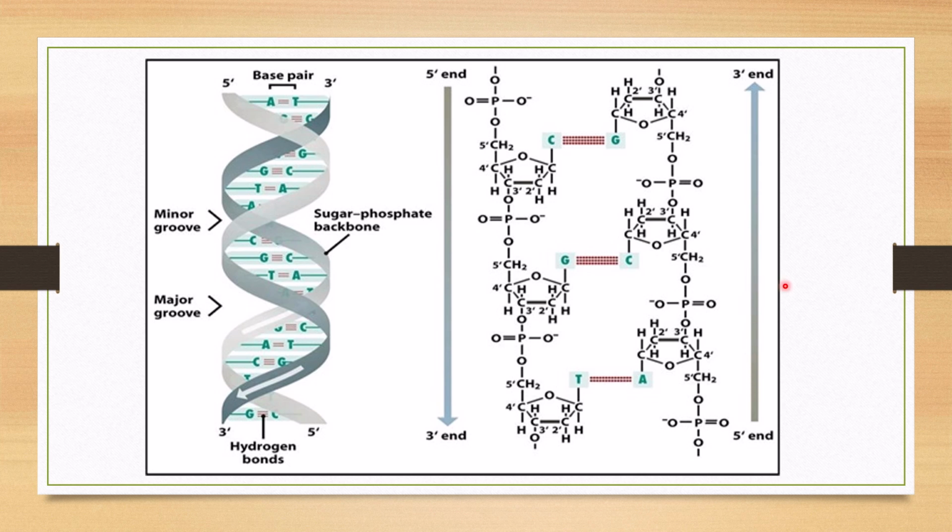So as we can see, the sugar phosphate makes up the backbone, whereas the bases are found within the sugar phosphate backbone. And to sum up again, there are three major bonds which are involved: the hydrogen bond between the bases, the glycosidic bond between the base and the sugar, and the phosphodiester linkage.